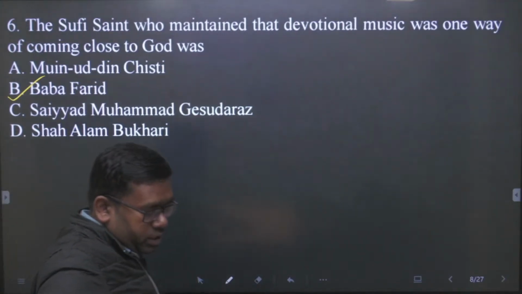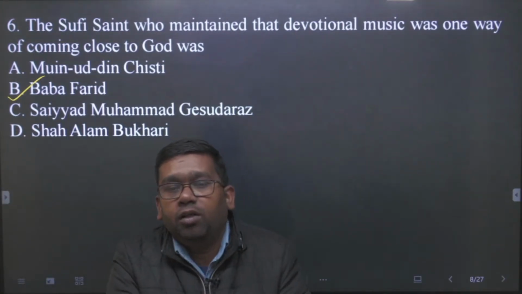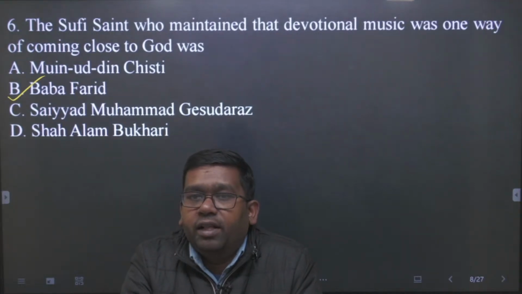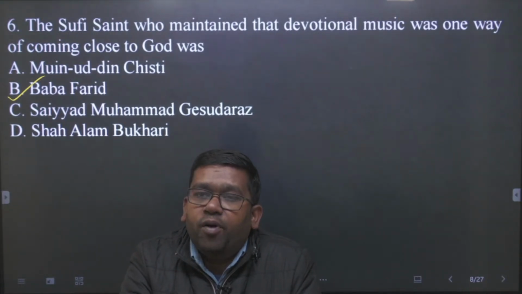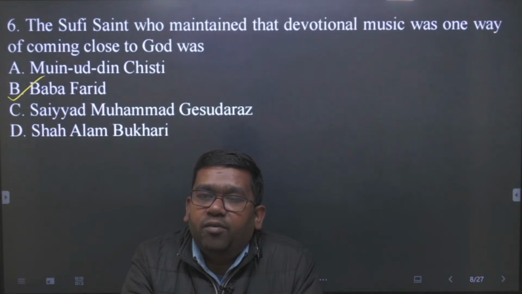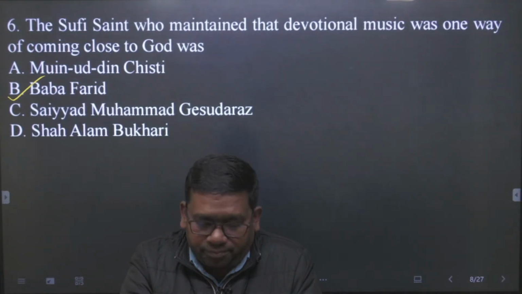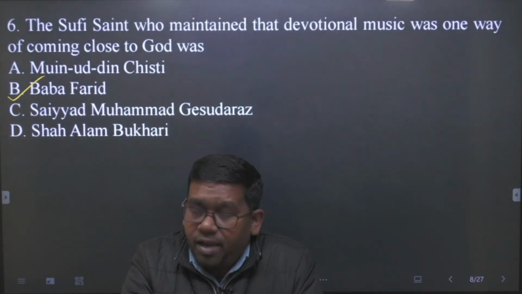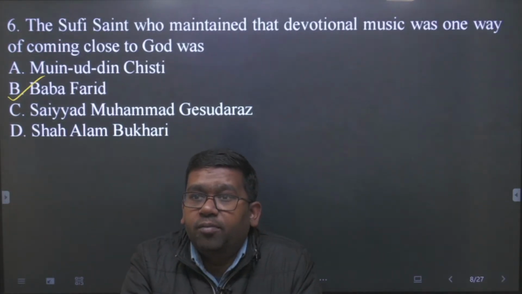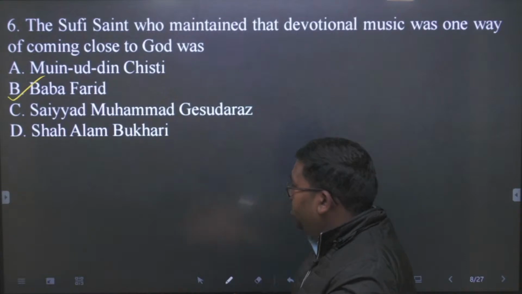If we want, through music we can devote ourselves to God, we can get God. So God is very important according to Baba Farid, and for getting God the music is important, right. So he had emphasized music. Baba Farid will be the answer. This question is from chapter 5, that is Sufism and Bhakti movement, right. Okay, let us see the other questions.